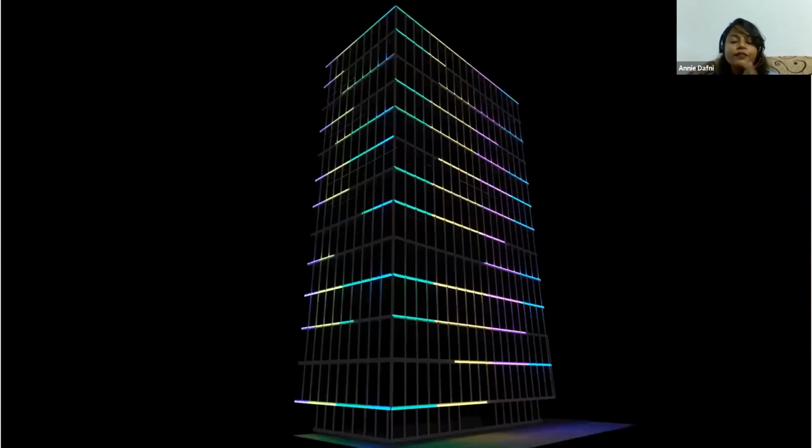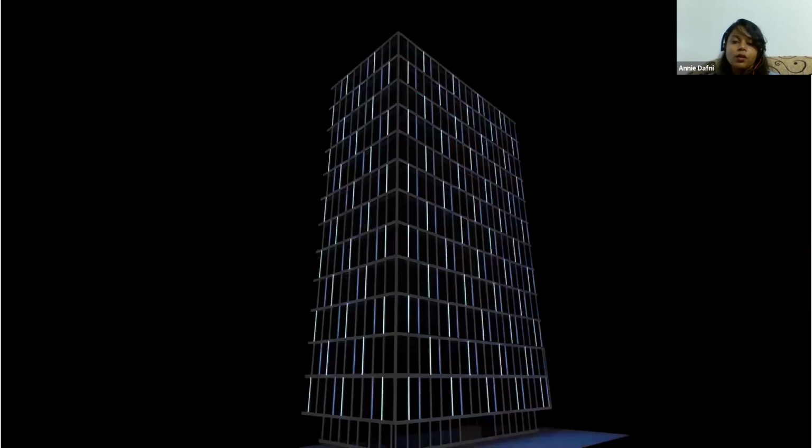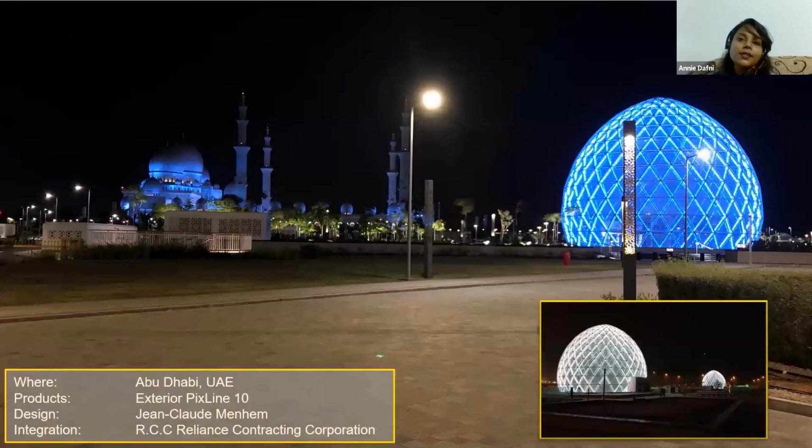These are different examples of contour lighting for glass buildings using direct view LED products. And this is a real-time installation. This is the visitor center in the Grand Mosque in Abu Dhabi, where the Exterior Pixlines have been used to nicely bring out the shape and form of the structure. You're not playing any videos on them. They're just doing simple color changing here.